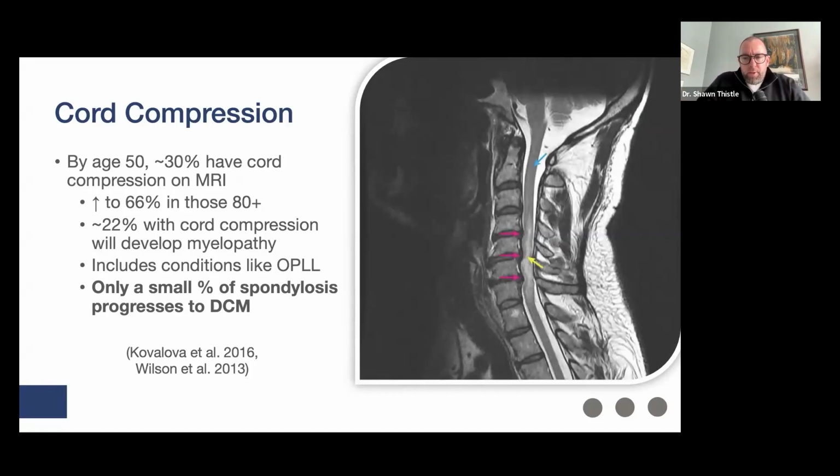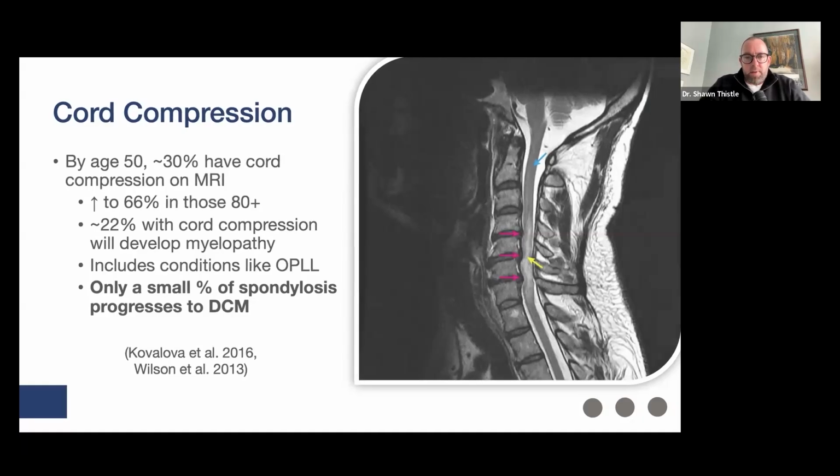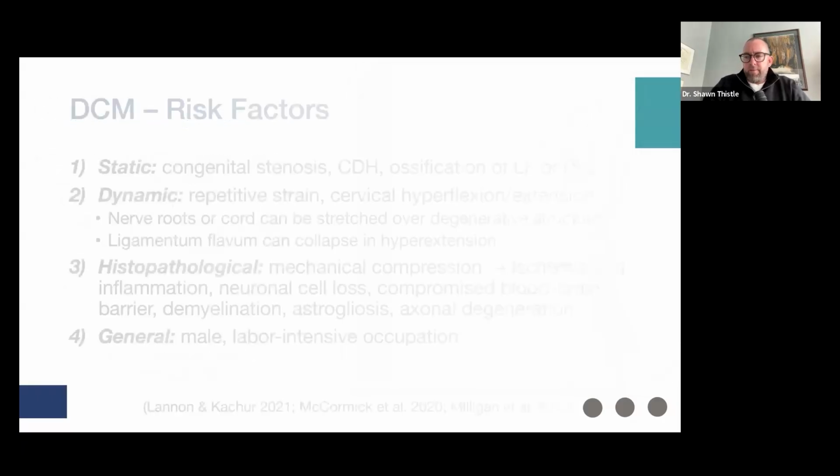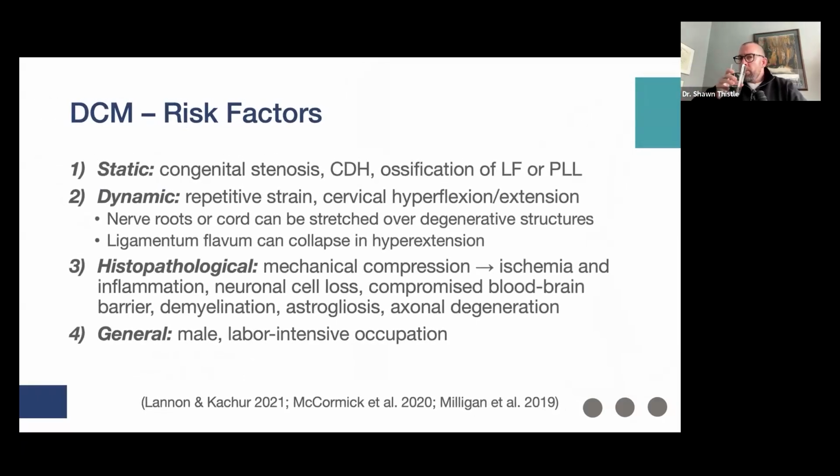Cord compression can also include, like I said before, conditions like ossification of the posterior longitudinal ligament, or OPLL. And again, a small percentage of spondylosis progresses to DCM, but it's in our clinical interest, in the interest of the patients, of course, to identify them accurately.